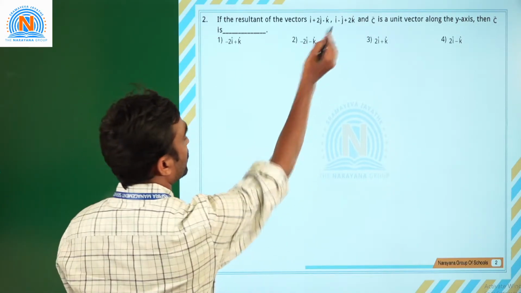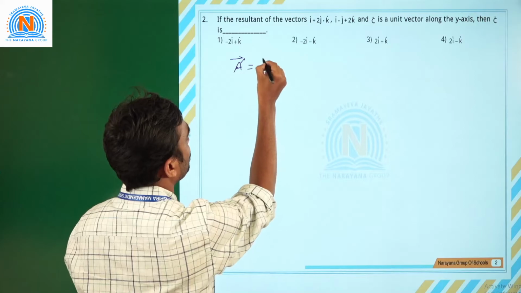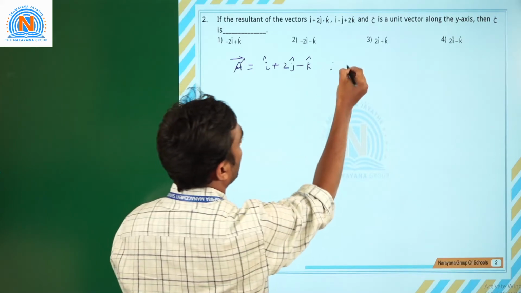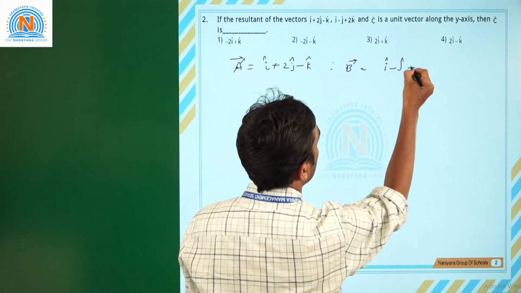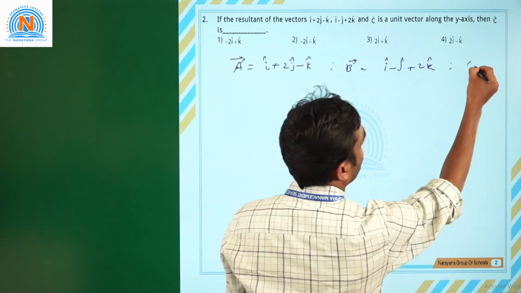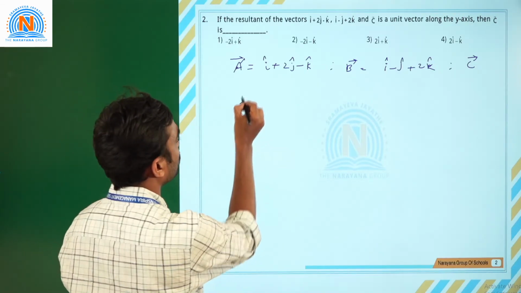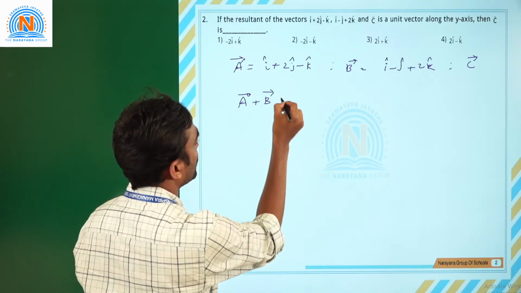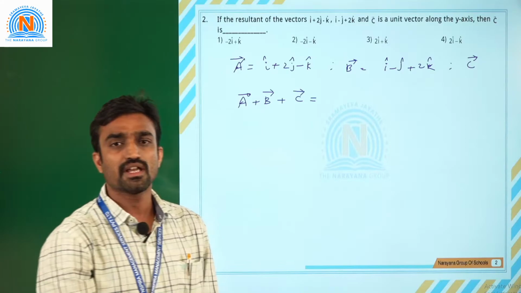For example, let us say this vector as a bar. So this vector a bar equal to i cap plus 2j cap minus k cap, and vector b bar equal to i cap minus j cap plus 2k cap, and we have another vector c bar. The resultant of all these vectors, that is a bar plus b bar plus c bar, equal to a unit vector along y axis.